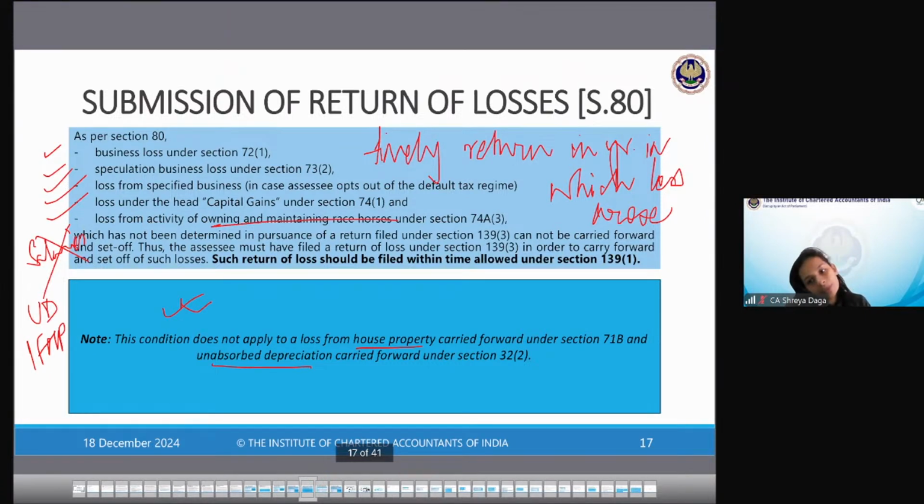Unabsorbed depreciation can be carried forward indefinitely. Yes. And the section which talks about unabsorbed depreciation is not the range of sections 70 to 74 or things like that. It is actually 32(2). It is coming from the PGBP section only.